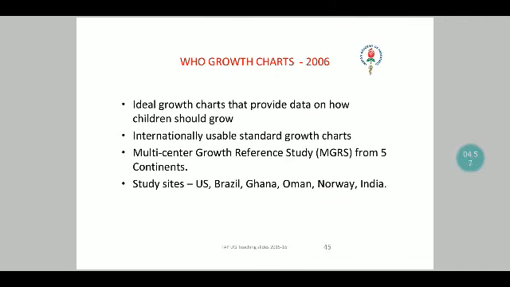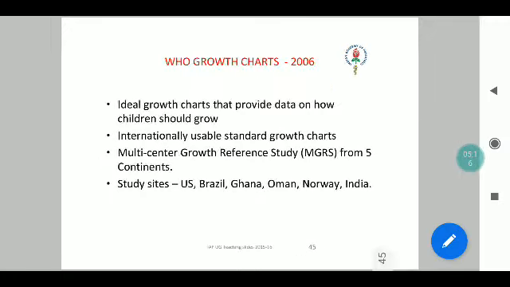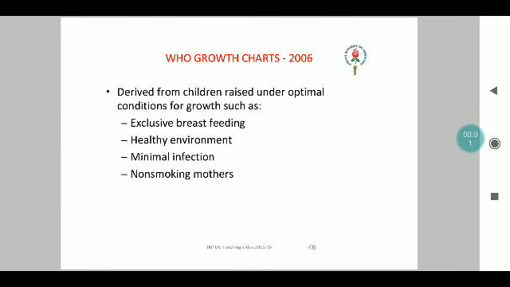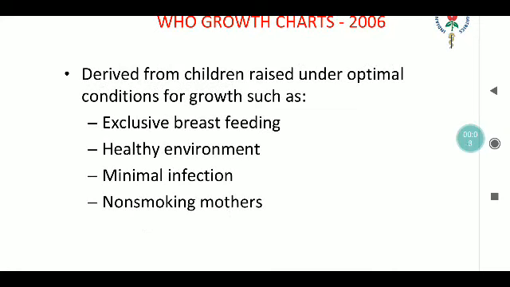The WHO growth chart, just to know a little bit about it, it's an ideal growth chart that provides data on how the children should grow. It is internationally usable and is a standard. It is a growth reference study from 5 different continents, which was done in US, Brazil, Ghana, Oman, Norway and India. Because it considers various geographical aspects, it is more or less standardized and is considered to be a standard. If you consider the factors which were considered in formulating these growth charts, 4 key factors include ensuring there was exclusive breastfeeding among those children, maintaining a healthy environment, minimal infections and non-smoking mothers as well.